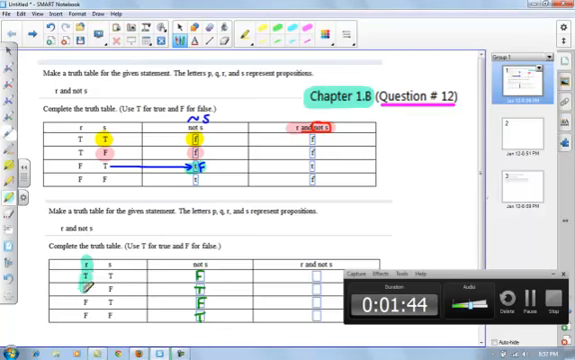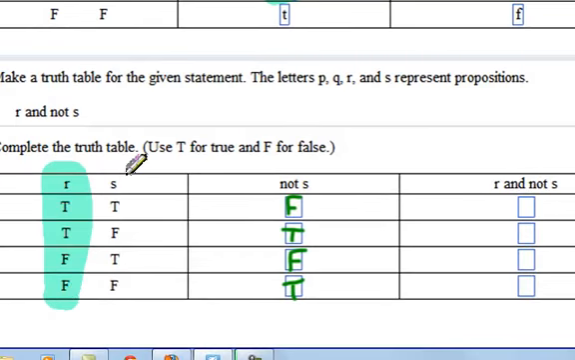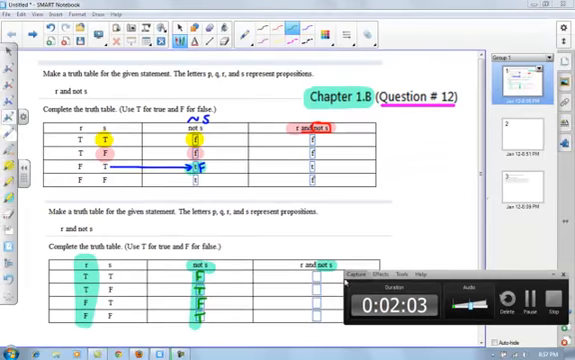Here's the R column. So I'm looking at this column down here. And instead of looking at the S column, it says find not S. So the not S column was what we just found. So I'm going to look at these two blue columns and create an answer column over here, knowing that I need to find all of the true statements.